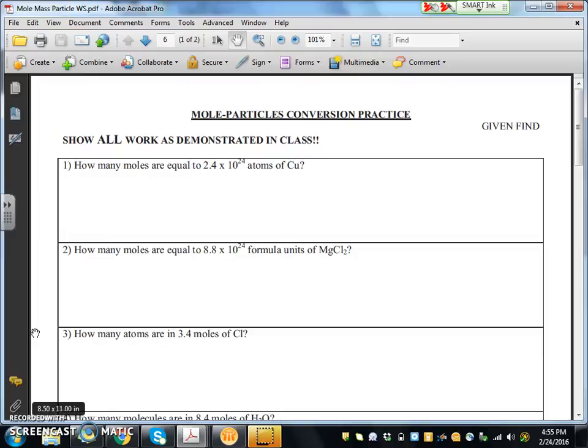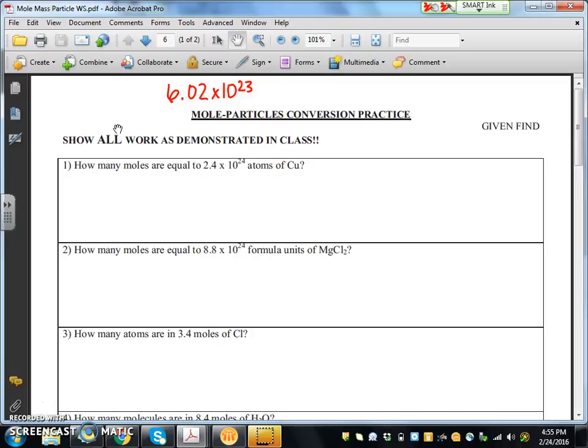In these problems, we're going to practice our one-step conversions. This front part talks about mole-to-particle conversions. In mole-to-particle conversions, we use Avogadro's number, which is 6.02 times 10 to the 23.